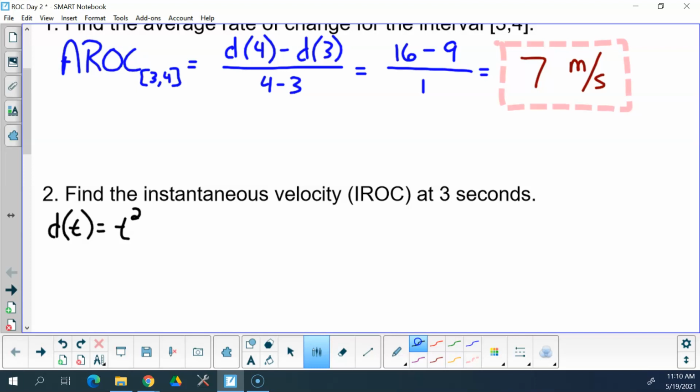What do you want to narrow it down to be? You want to get closer and closer to 3. So let's go with 3 to how much? 3.5. Love it. Glad you guys thought of it. Okay. So find me now the AROC from 3 to 3.5 seconds.